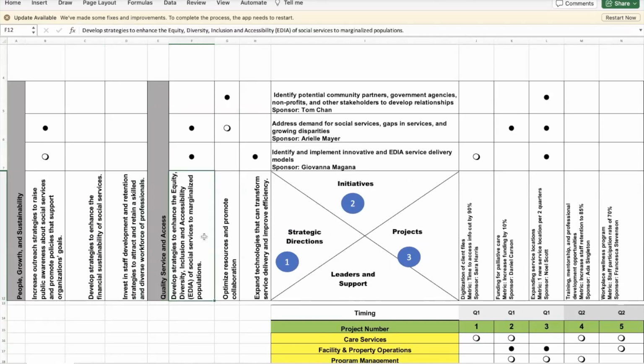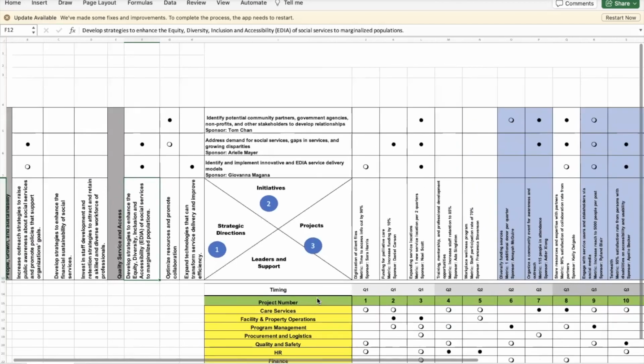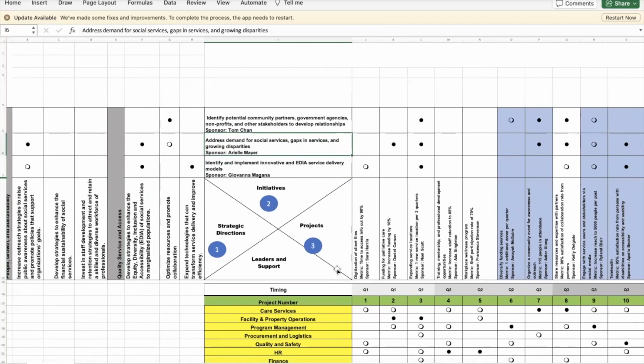A strategic direction that we have in our social service Hoshin Kanri example is to develop strategies to enhance the equity, diversity, inclusion, and accessibility of social services to marginalized populations. For initiatives, it is important to brainstorm ones that are related to the breakthrough objectives or strategic directions of your organization. An initiative that we have is to address demand for social services, gaps in services, and growing disparities.